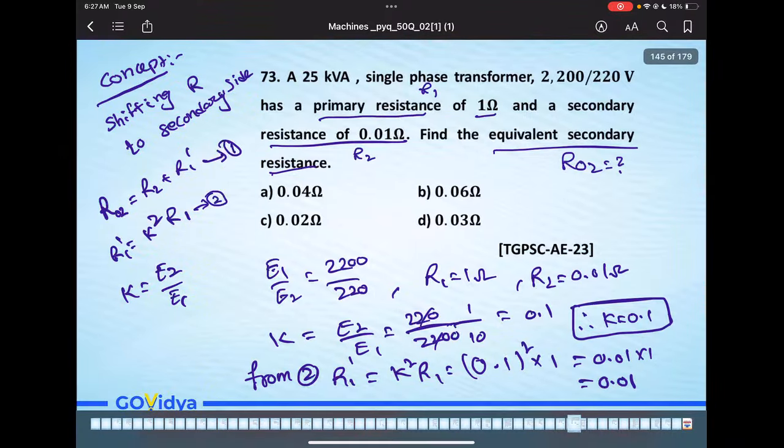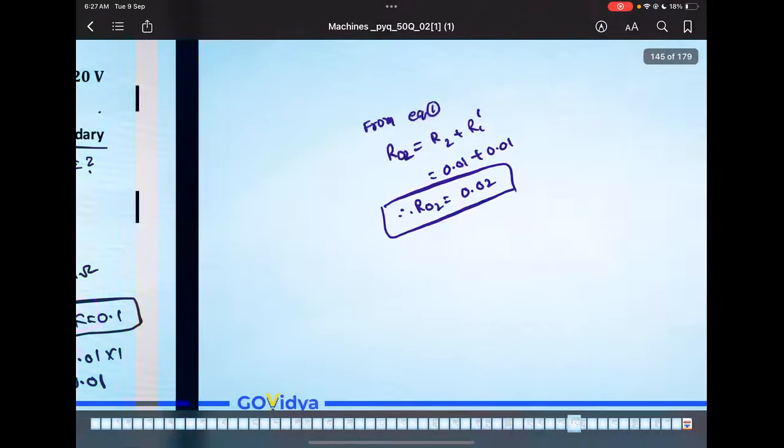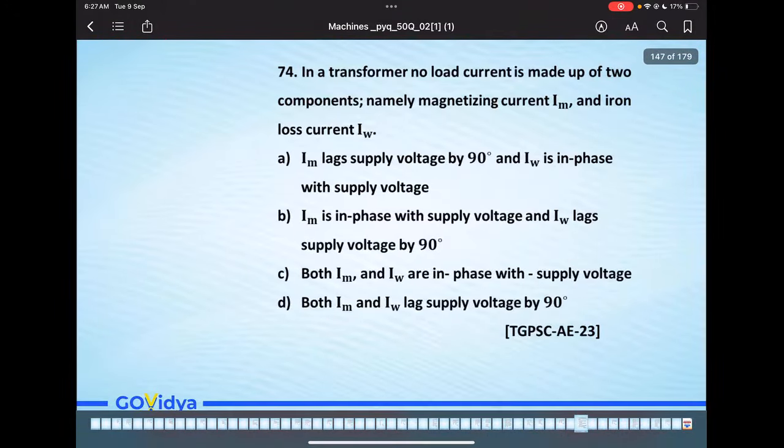So our option will be C. Is it clear? Okay, let's move on to the next question.